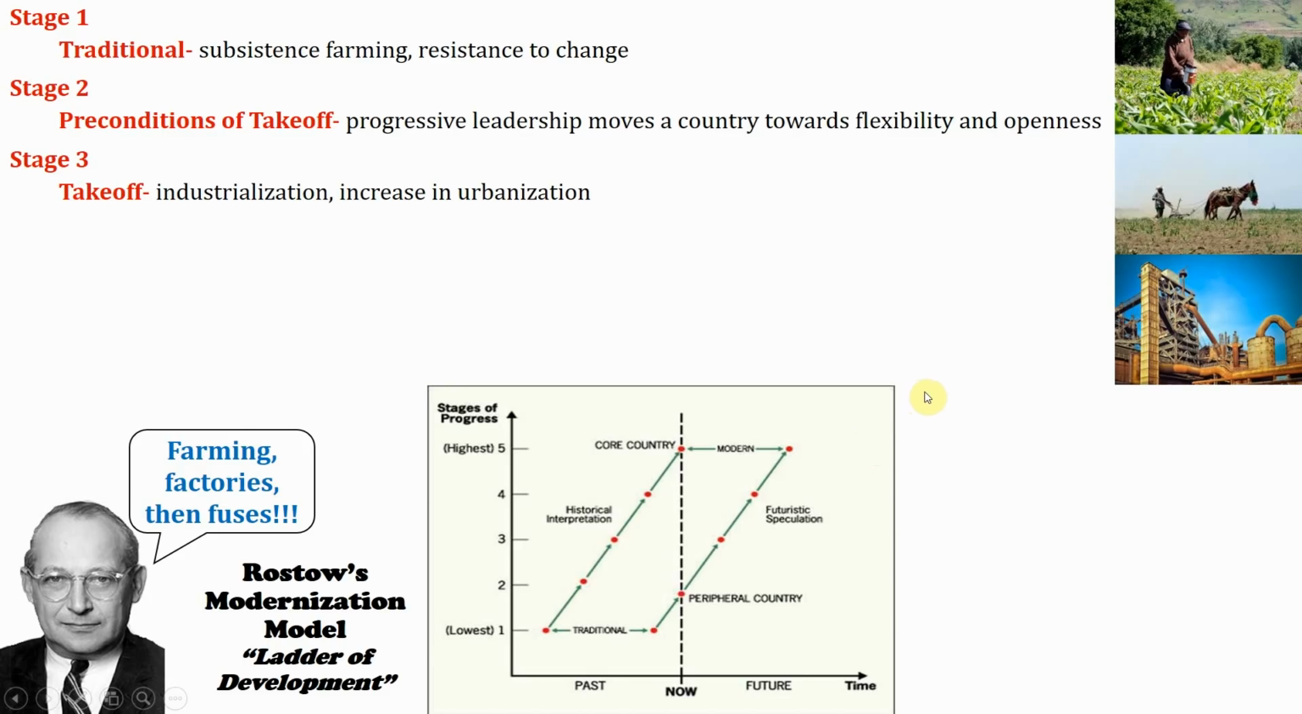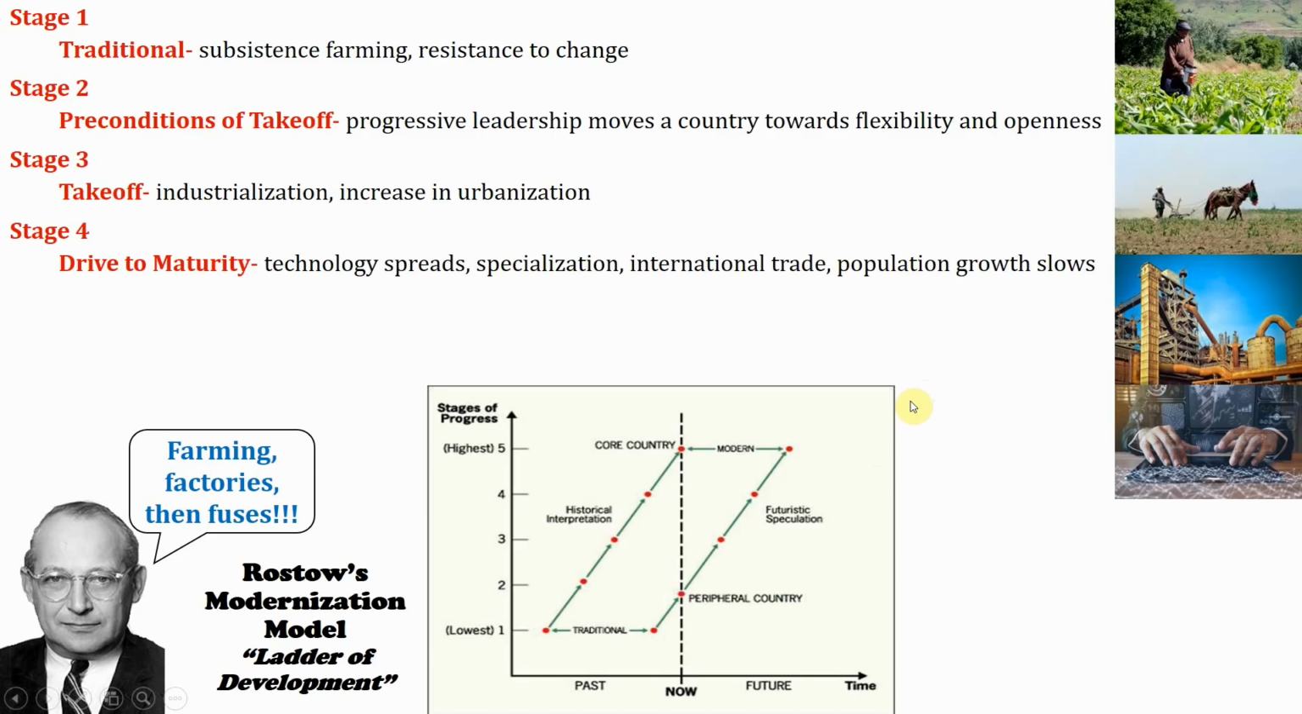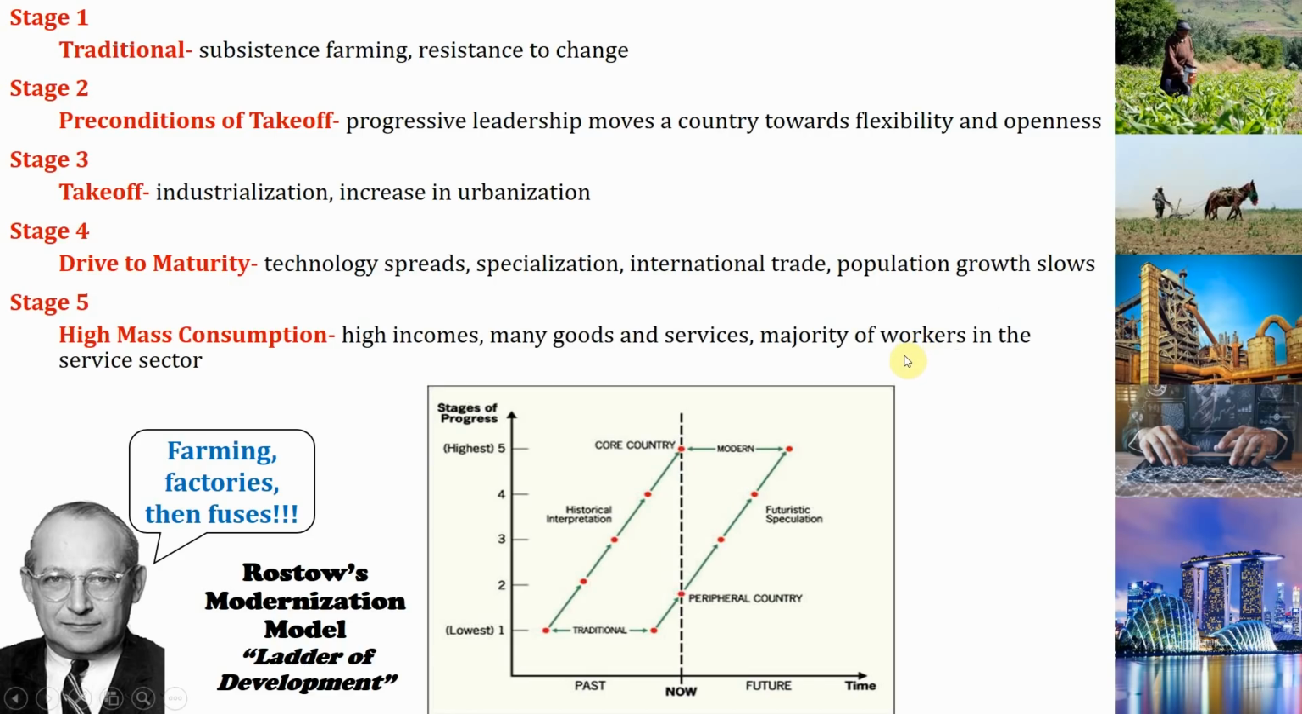After stage 3, you have when people become more engaged in technology. So you have this drive to maturity. People are starting to work with computers. They're starting to specialize. They're starting to engage in trade, and that's a drive to maturity. This would be the fuses. So think the electronics, the fuses. I don't know. I was trying to think of an F word that means computers. There's not that many. The last stage is what the core countries are in.